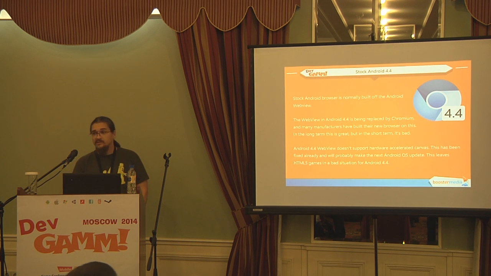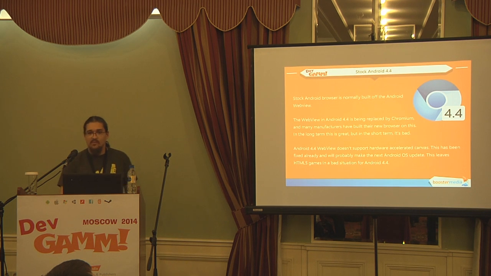Android 4.4 is quite an interesting one because in theory, they've replaced the web view with Chromium. So it should run better. But they seem to have forgotten to implement hardware acceleration on the canvas. So that means that anything running in a web view on Android 4.4 that's using Canvas is normally much slower than most games running in the stock browser on a Galaxy S2.